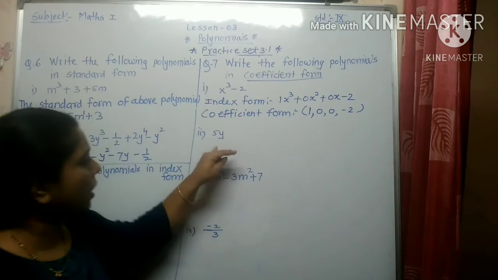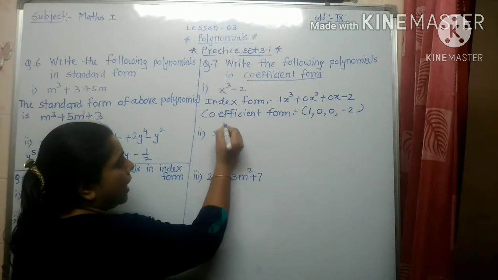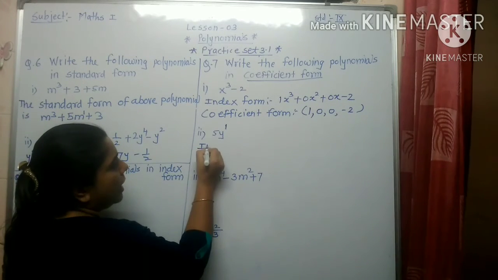Okay, come to the next one. Next is 5y. So 5y means y raised to 1. So what is the index form?